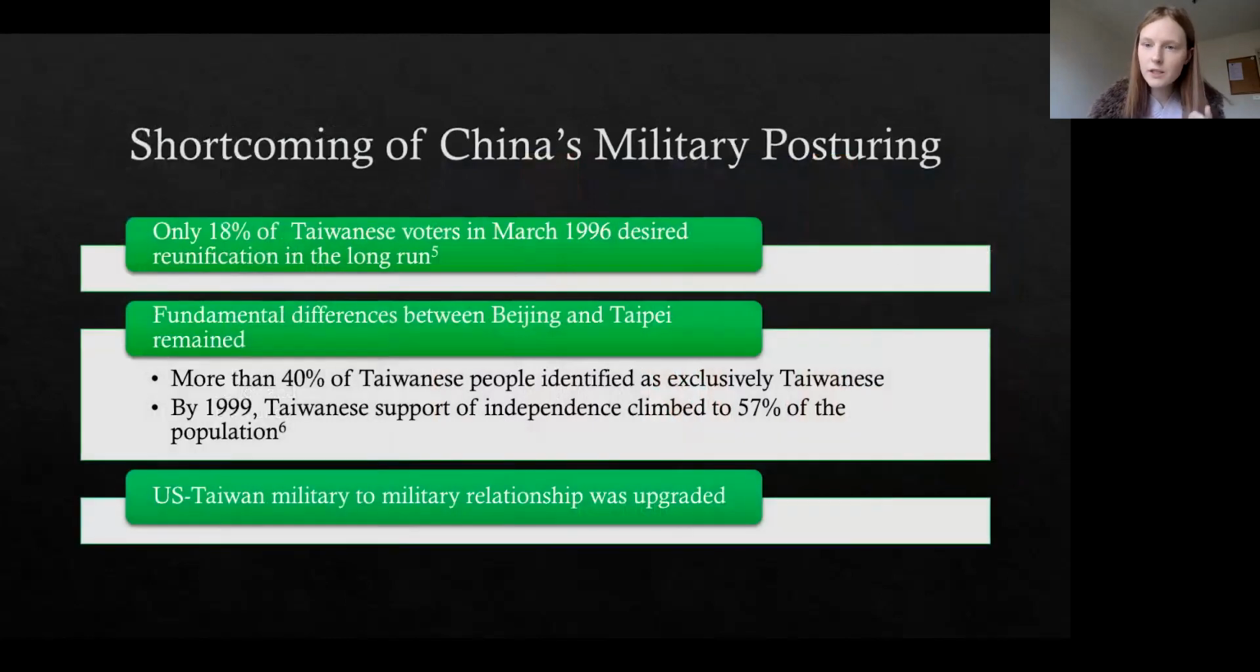However, there were some shortcomings to China's military posturing. Only 18% of Taiwanese voters in March 1996 actually desired reunification in the long run. So despite China's military posturing with its goal to mitigate Taiwanese independence efforts, fundamental differences still remained between the two. By 1999, in fact, Taiwanese support for independence climbed to roughly 57% of the population. And despite the US dedicating itself to the One China policy, the US-Taiwan military-to-military relationship was upgraded with a series of unofficial defense visits from Taiwan defense officials to the US thereafter.